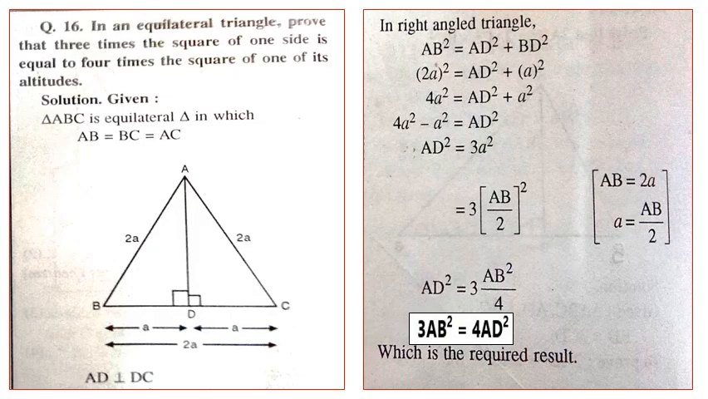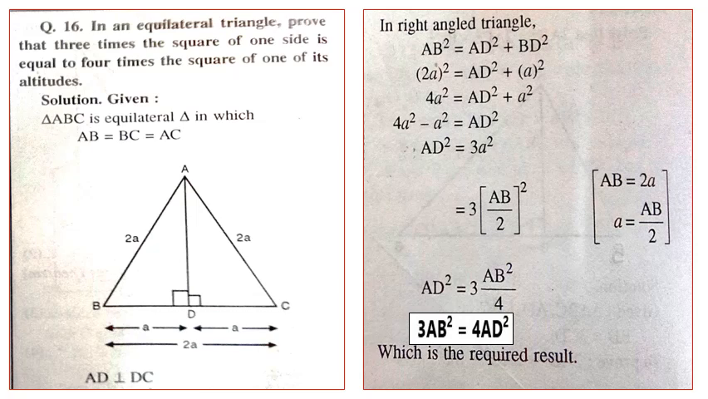Question number 16. In an equilateral triangle, prove that 3 times the square of one side is equal to 4 times the square of its altitude. Given that triangle ABC is an equilateral triangle in which AB equal to BC equal to AC. Let the side of the equilateral triangle be 2A units. Then we get AB equal to BC equal to AC is equal to 2A. Draw AD perpendicular to BC, that is AD is the altitude.